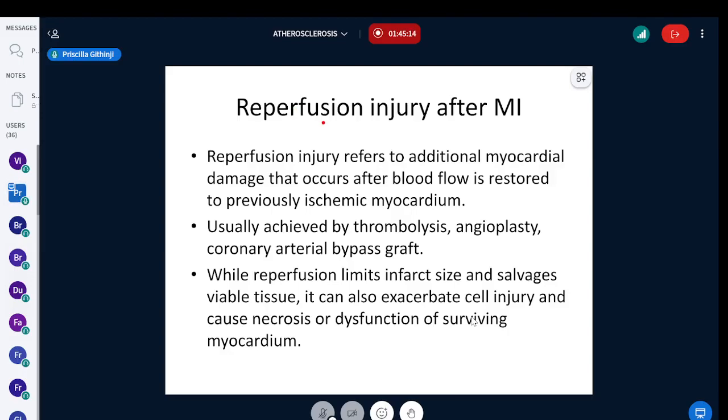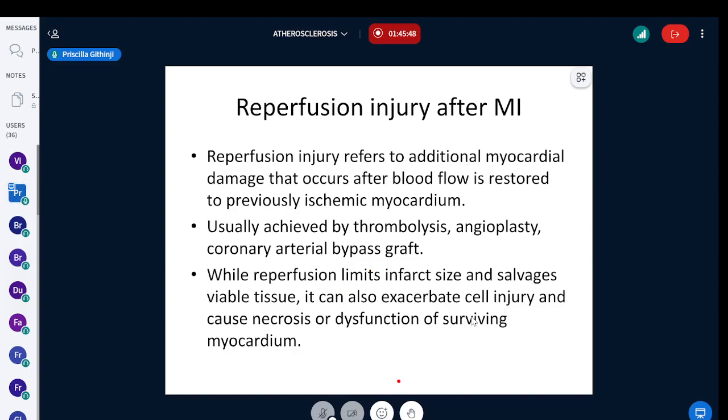It's important to know about reperfusion injury after myocardial infarction. Reperfusion injury refers to additional myocardial damage that occurs after blood flow is restored to previously ischemic myocardium. And it is usually achieved where you perform thrombolysis, so you give them drugs to dissolve the clot, or where you perform an angioplasty, where they put a stent, or they do what is called a CABG, the coronary artery bypass graft. You can read more on it.